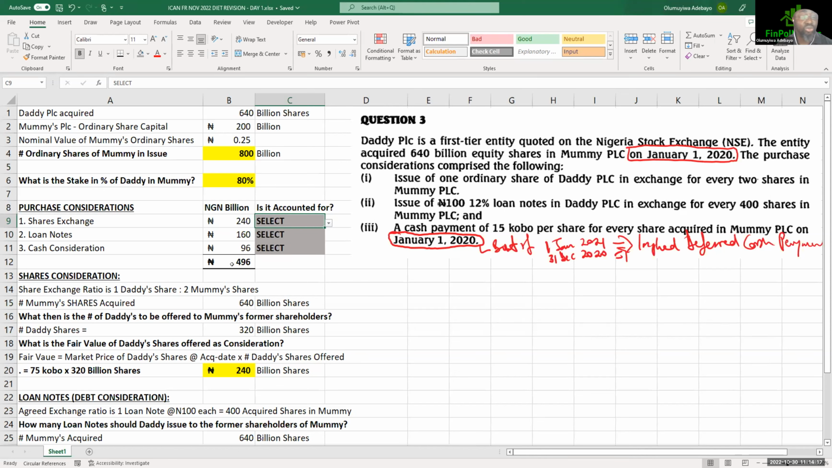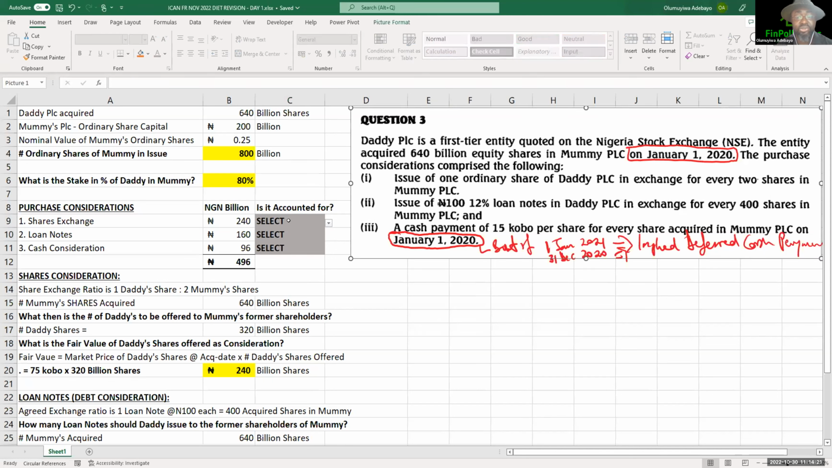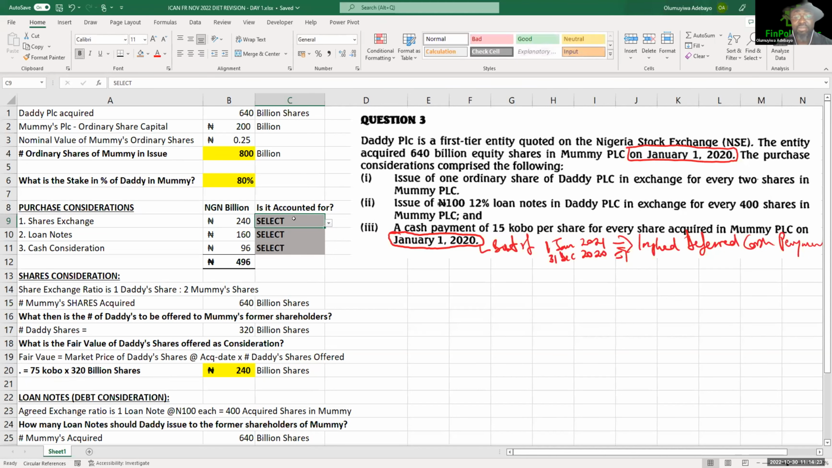Who will answer the first one? Is shares exchange already accounted for in our books? You tell me yes or no, and you tell me where we can find it in the question. Abosede said no. Are you sure it is no? Okay. Okay, let me give you access to unmute.